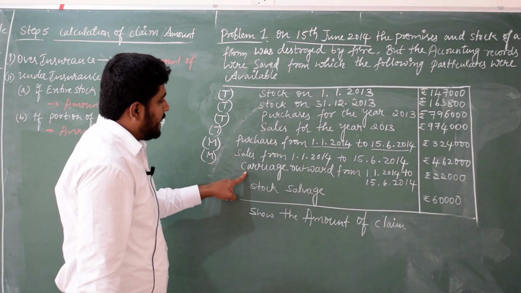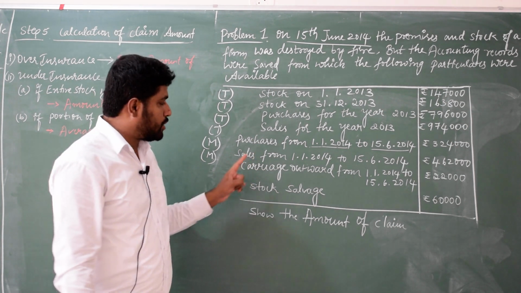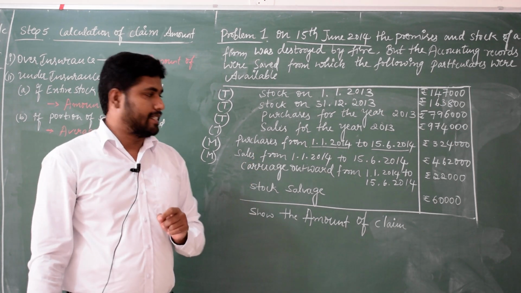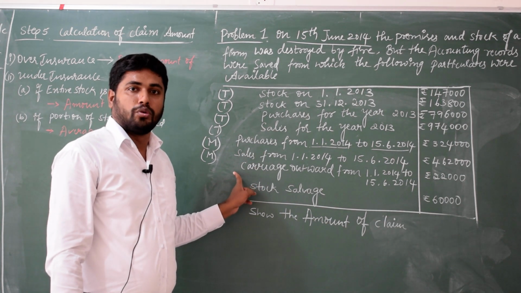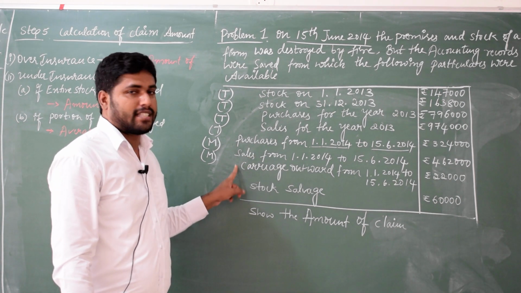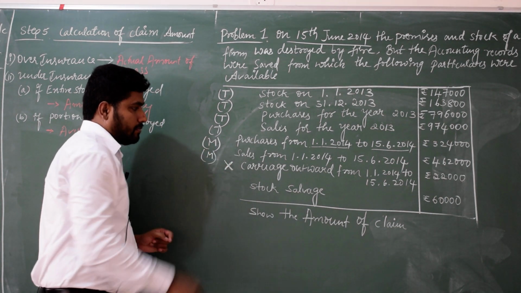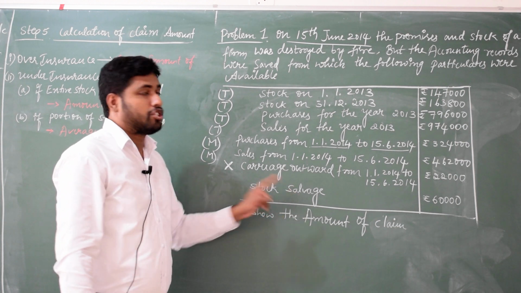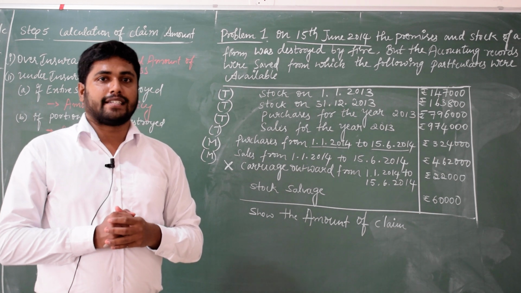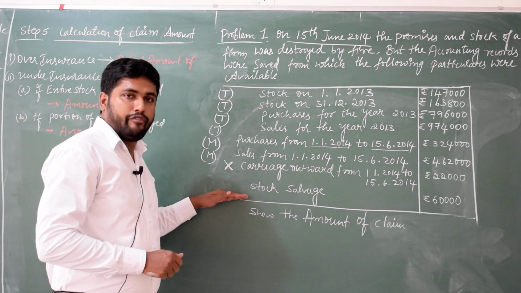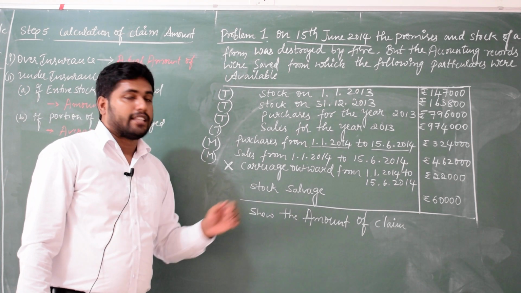The next one, carriage outward. We should take carriage inward and not carriage outward, because carriage outward is an indirect expense. Carriage outward is a transportation cost incurred at the time of selling the goods, so this transaction should not be reported in the trading account. Ignore this transaction. And the last information is stock salvage. Salvage is nothing but the part of stock which was saved from the fire accident, so this information will be helpful while calculating the actual amount of loss. Here we need to calculate the amount of claim.